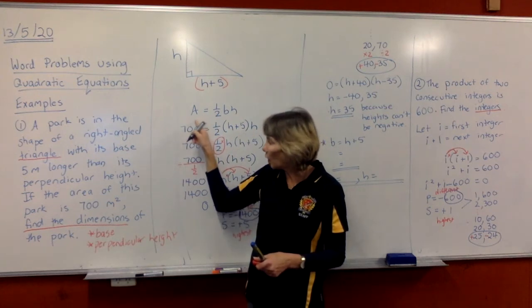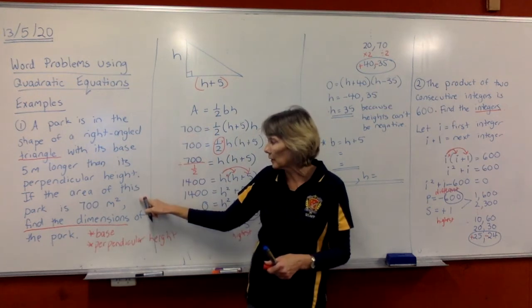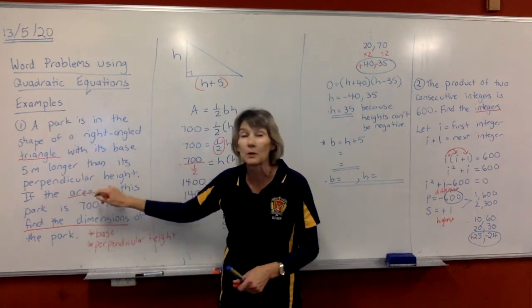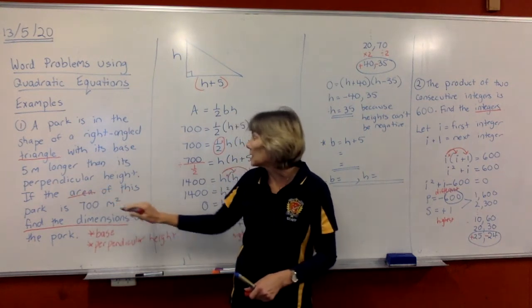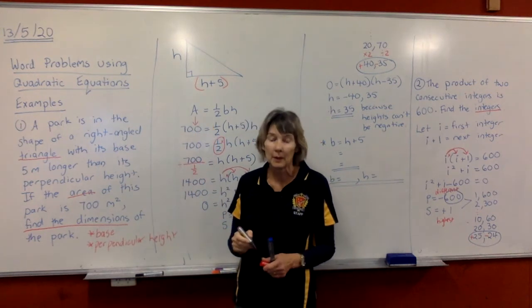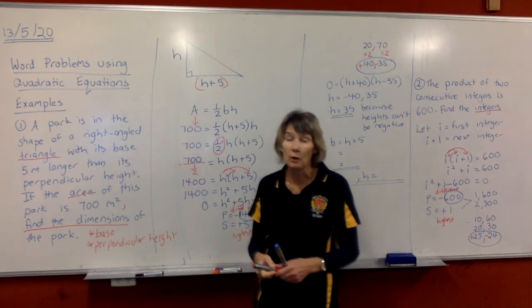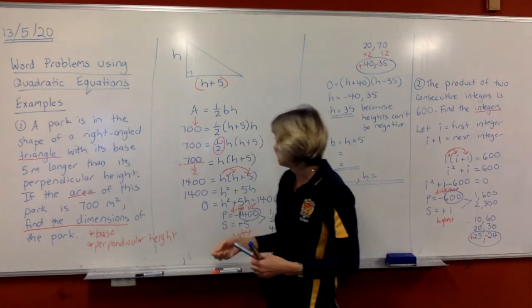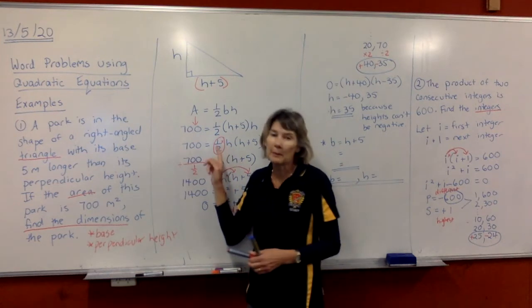Over here, they told you the area. They told you down here that the area, oops, it's supposed to be underlined, the area is 700. So you can put that area straight in there. So now we've got an equation to solve with just h being our letter, and we're going to be finding that letter.